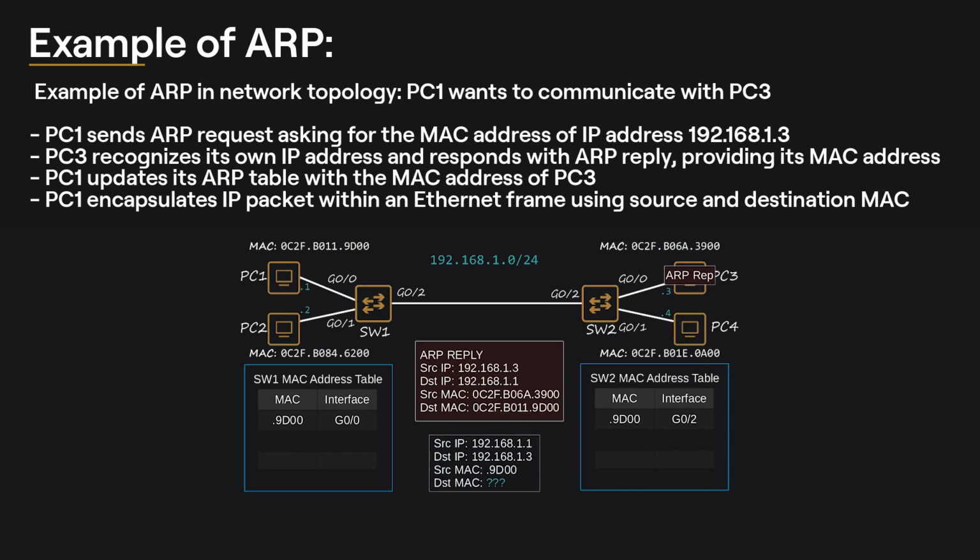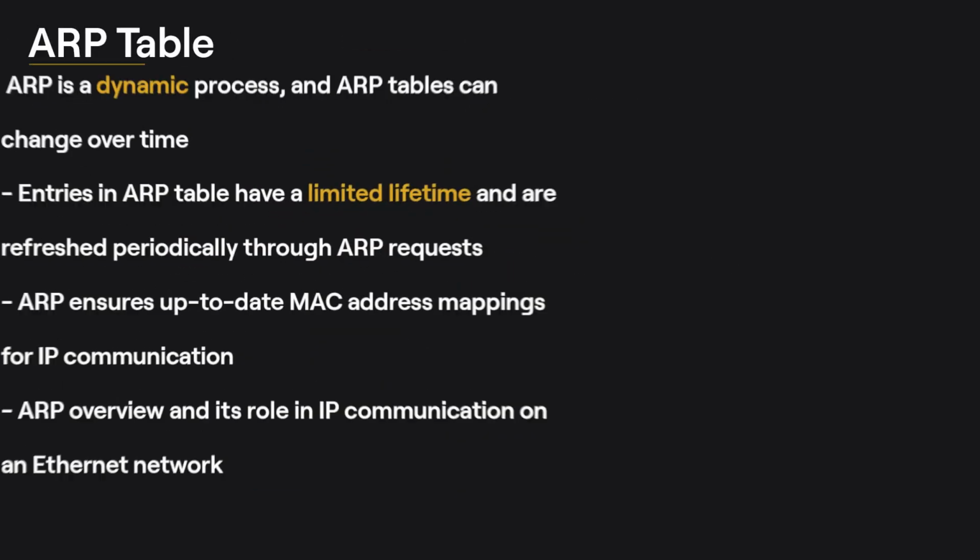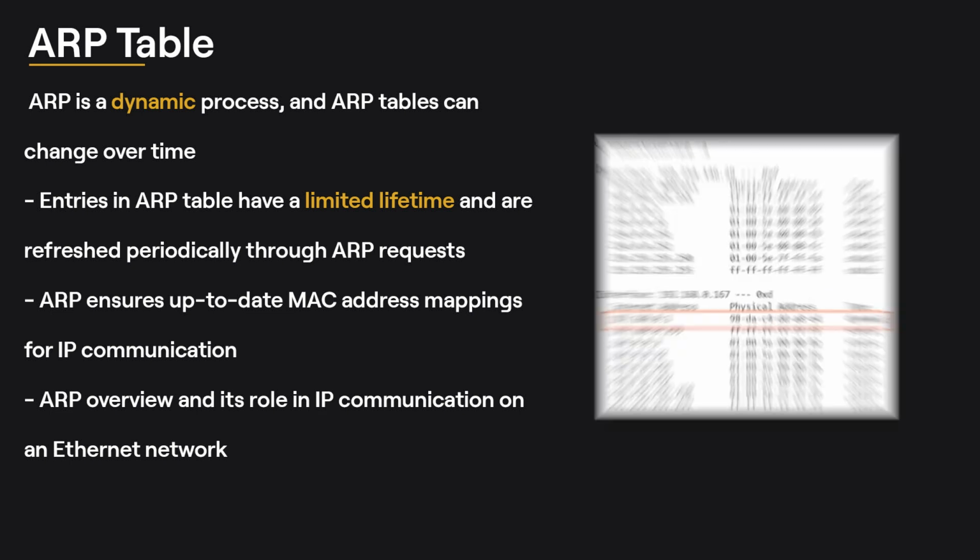0C2FB06A3900. PC1 receives this ARP reply and updates its ARP table, associating the IP address 192.168.1.3 with the MAC address 0C2FB06A3900. Now PC1 has the MAC address of PC3 and can encapsulate its IP packet within an Ethernet frame. The Ethernet frame will have PC1's MAC address as the source MAC address and PC3's MAC address as the destination MAC address.